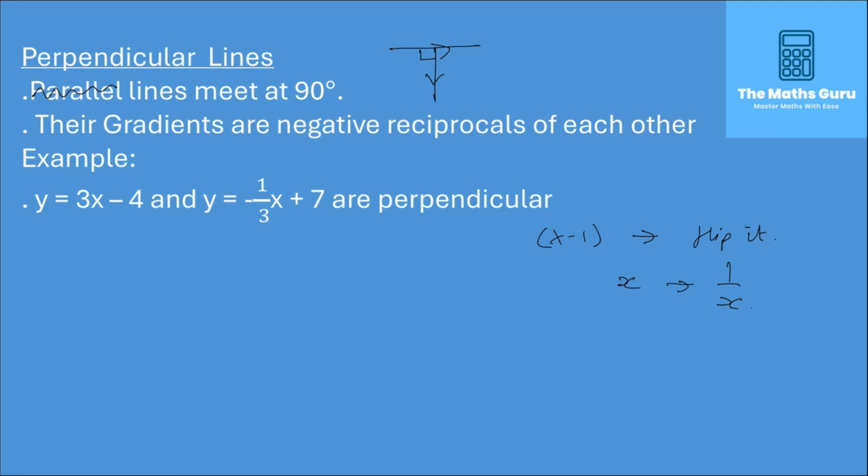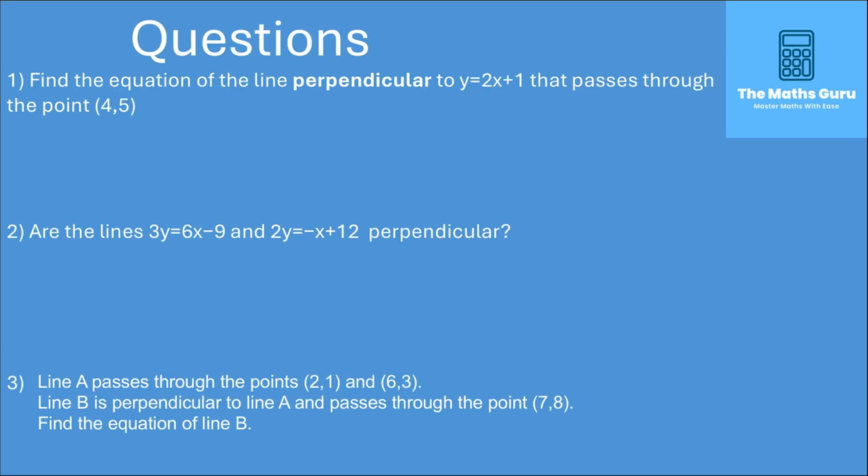Now, y equals 3x minus 4 and y equals negative a third x plus 7 are perpendicular. The reason for this is because if we look at our two values for m, to get from 3x to negative a third x, we have to apply this negative reciprocal. First, we times by negative 1 to get it negative, and then we find the reciprocal and put it 1 over. Therefore, we get negative a third x.